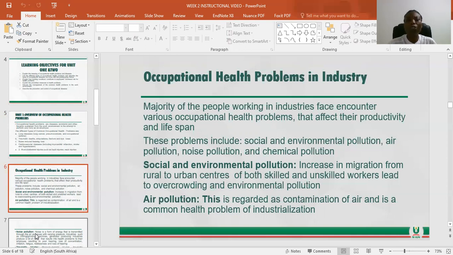Of course, we know that the majority of the people working in industry face various occupational health problems that affect their productivity and even their lifespan. So in the context of industry, what are these problems? How do you group these problems?